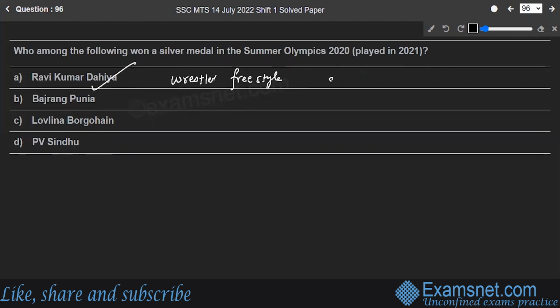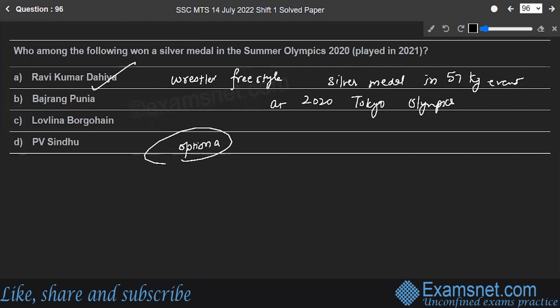He earned a silver medal in 57 kg event at 2020 Tokyo Olympics. Dahiya is also three-time Asian champion and a bronze medalist at 2019 World Wrestling Championship. So option A is the correct answer to this question.